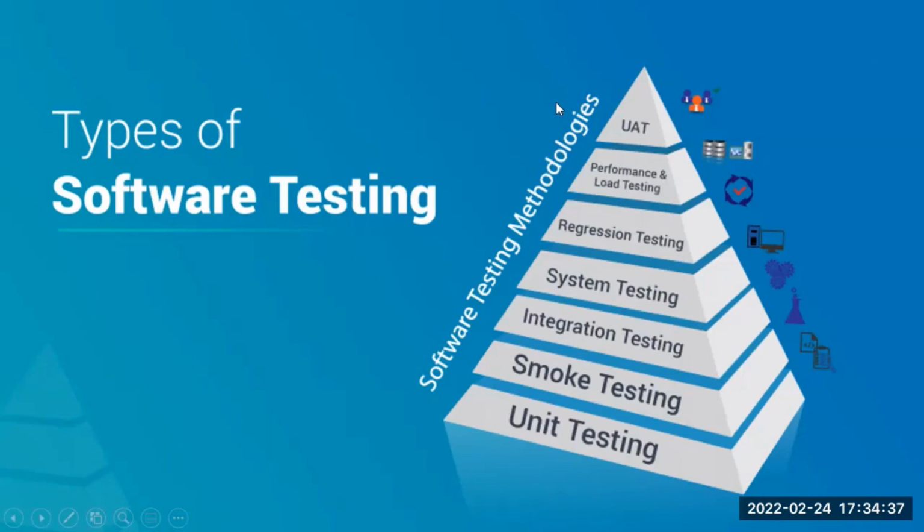And apart from that, we have UAT. Once the testing is completed, we go for user acceptance testing. There the users, stakeholders, product owners or consumers will check that this application is as per the requirement and is developed as they are expecting. That is how they do the user acceptance testing and give a sign off, and then it will go for production. These are the different types of software testing.